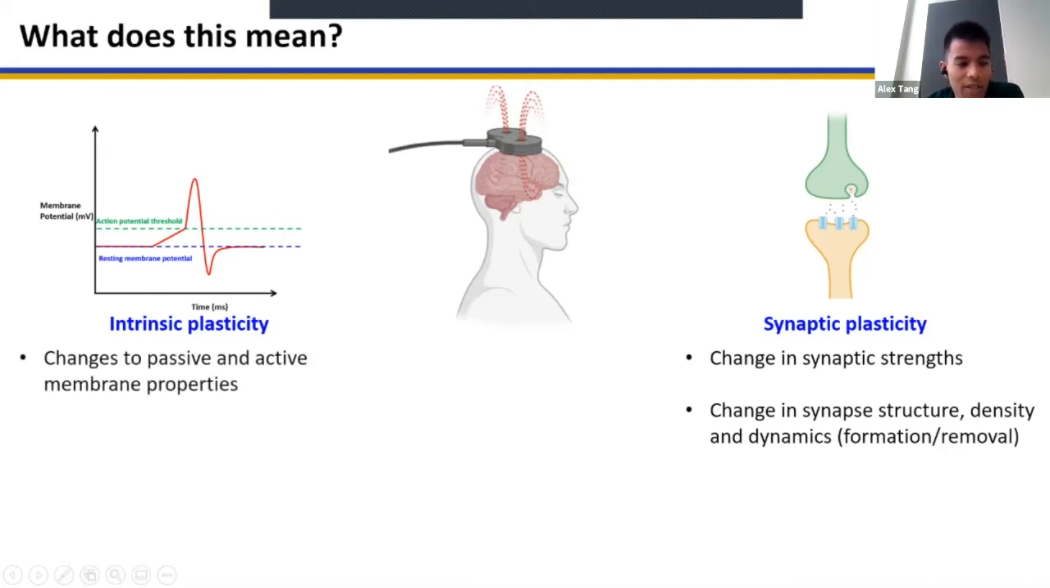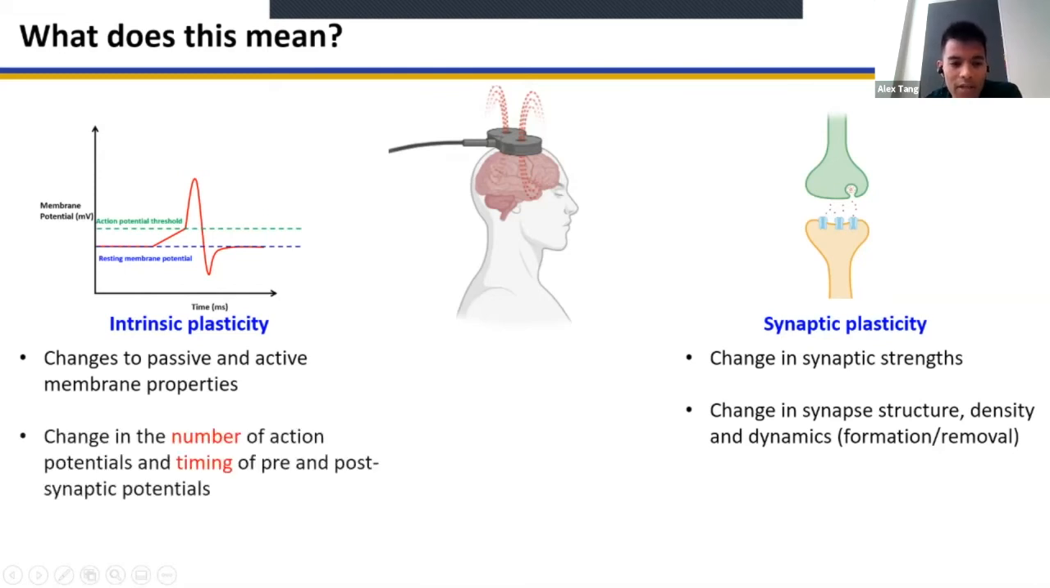And so by changing these properties, both passive and active membrane properties, we're actually affecting the number of action potentials that our neurons are outputting. But not only that, we're changing the timing that these action potentials are arriving at the synapses. And so this is very interesting.